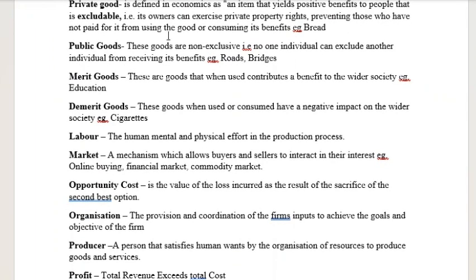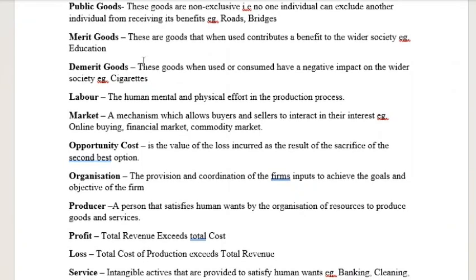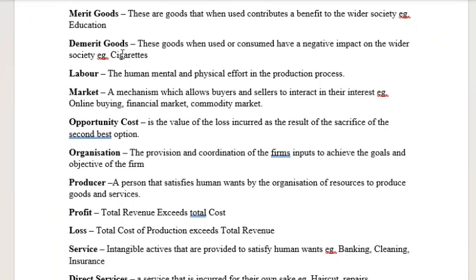This could be for example bread. We have public goods. These goods are non-exclusive, i.e., no one individual can exclude another individual from receiving its benefits. Example, roads and bridges. Everyone could utilize that good. We have merit goods. These are goods that, when used, contribute a benefit to the wider society. Example, education. We have demerit goods. These are goods that, when consumed, have a negative impact on the wider society. A good example of this is cigarettes. Could even be alcohol.